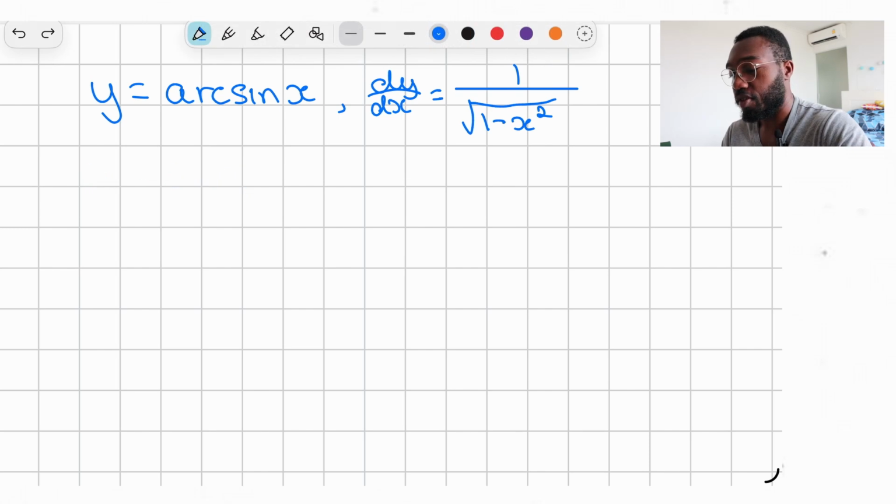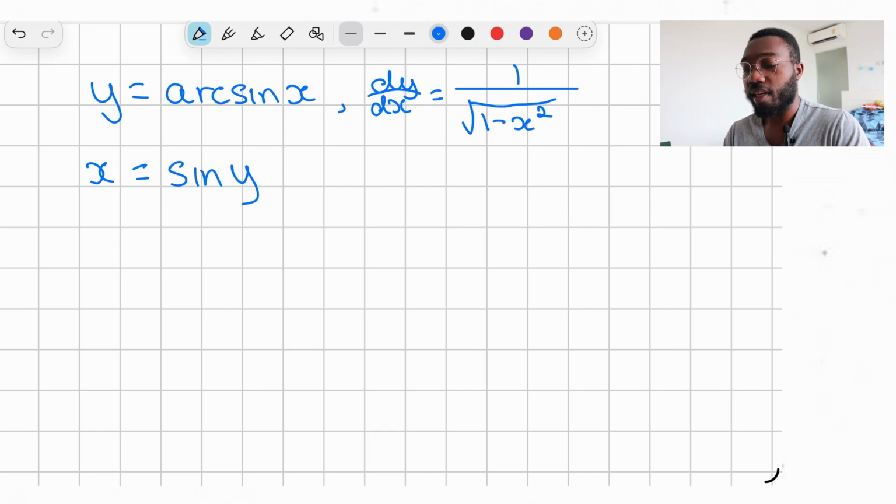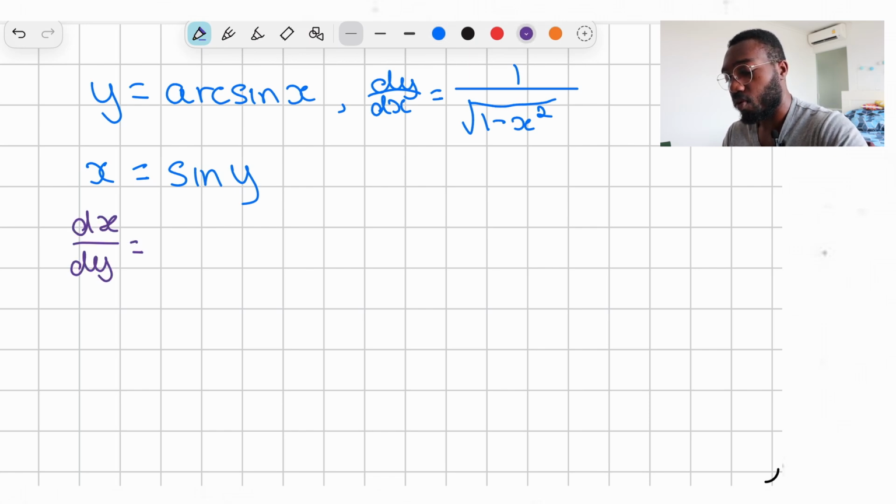So going back to the question, we know that x is equal to sine y. If we have that, we can now differentiate this in terms of y. So if we differentiate in terms of y, we get dx over dy is equal to cosine y. Now, we want the derivative of arc sine x, so we know that we need to differentiate with respect to x. However, we've got dx over dy.